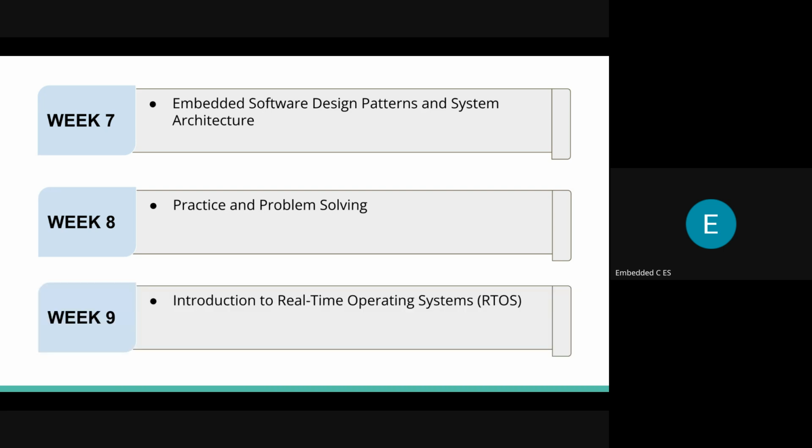Week 9 will be an introduction to real-time operating systems, RTOS. In week 9 we'll introduce the RTOS concept. We'll cover the basic features of RTOS and demonstrate how to integrate RTOS into an STM32 project. We'll learn about synchronization mechanisms, timing, and scheduling, which are essential for real-time applications, right?